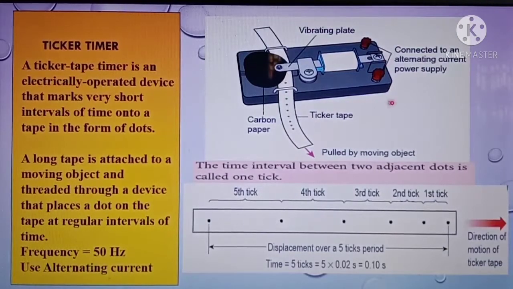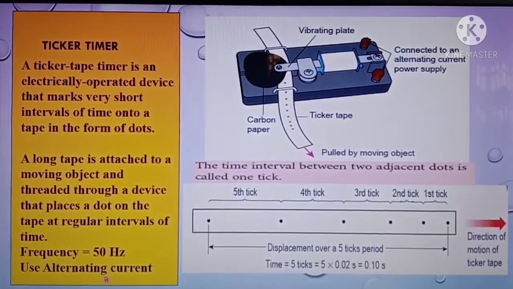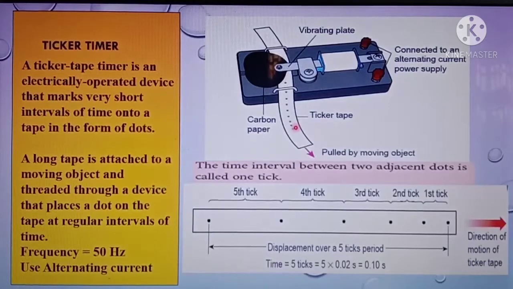Once you connect to the alternating power supply, you can see the vibrating plate vibrates, and thus you can see dots produced. Due to the frequency of 50 Hz, it will produce 50 dots on the ticker tape in 1 second. But in our calculation, in order to calculate speed, velocity or acceleration, normally we don't use the dots. We use the term tick. What is the meaning of tick?